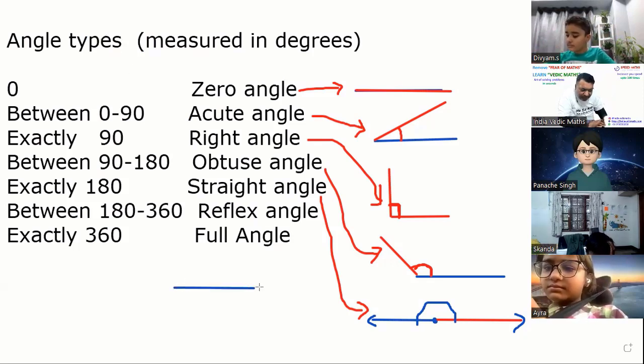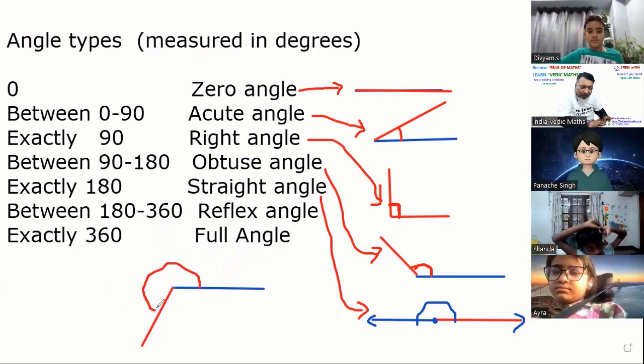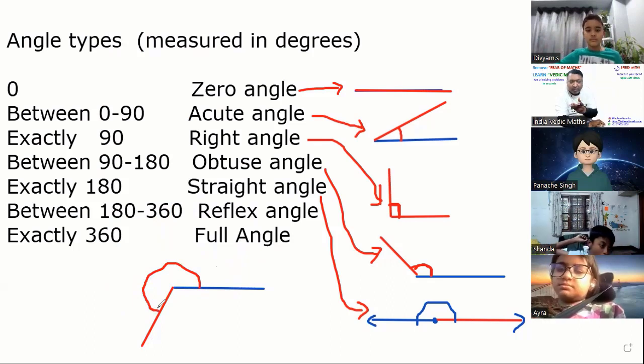Now, reflex angle. This is my starting line. See how I'm making the red line now. It was here. This is 10, 15, 20, 30, 45, 60, 90, 100, 120, 150, 180, correct? The more it goes from 180, this is all reflex angle. But guys, you have to measure like this. You're always measuring from here to here.